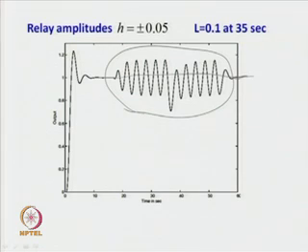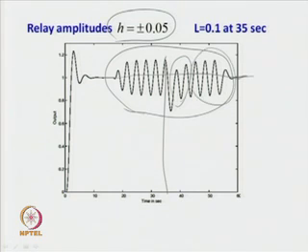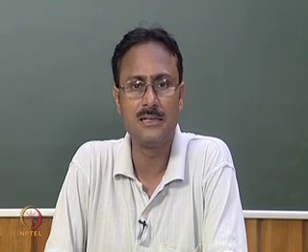So, when the relay setting is of magnitude or amplitude h equal to plus minus 0.05, then we get a limit cycle output of this form. When the static load disturbance of magnitude 0.1 occurs at time t equal to 35 seconds, then initially the transient effect of the relay output signal is felt over here, then we go back to the steady state condition of the limit cycle output. So, measurements should be made only on the steady state part of the limit cycle output.